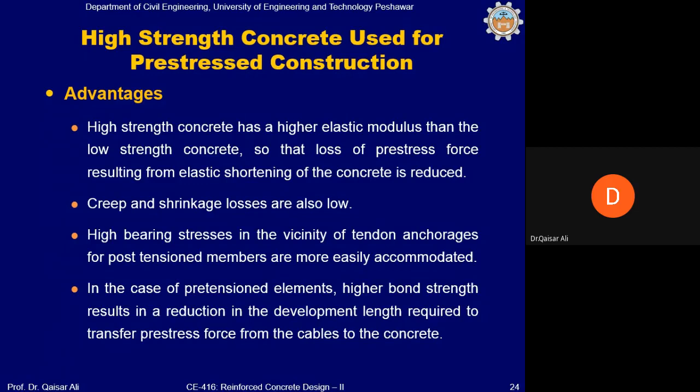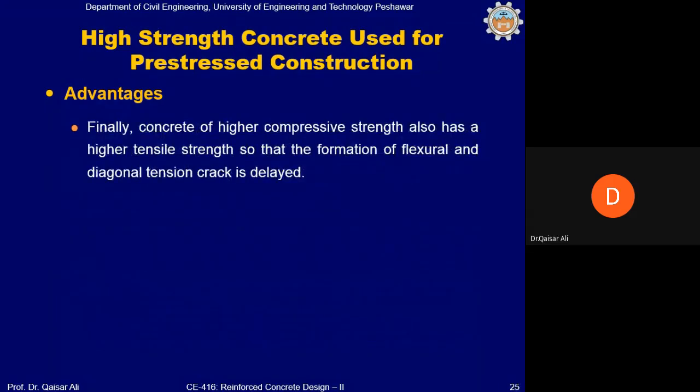In the pre-tensioning technique, the pre-stressing force is transferred through bond between steel and concrete. So the bond between steel and concrete will be good if we use high strength concrete. Finally, concrete of higher compressive strength also has a higher tensile strength, so that the formation of flexure and diagonal tension crack is delayed if there is any.